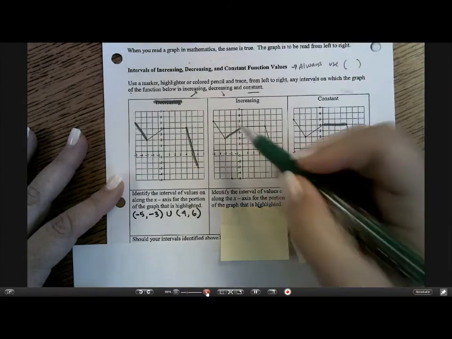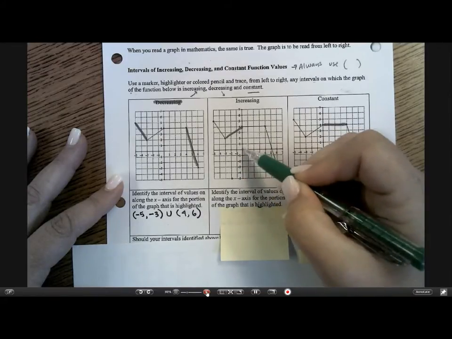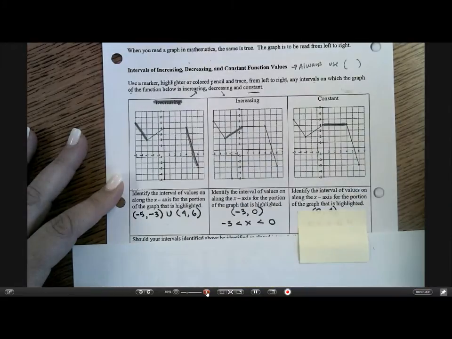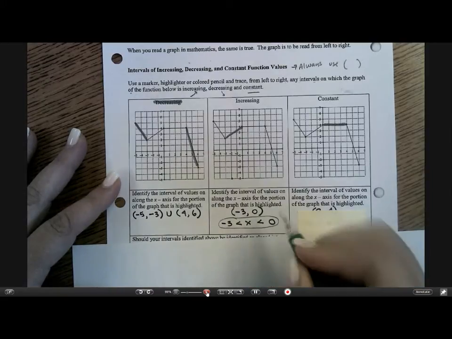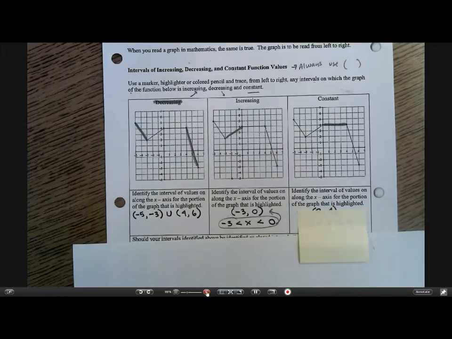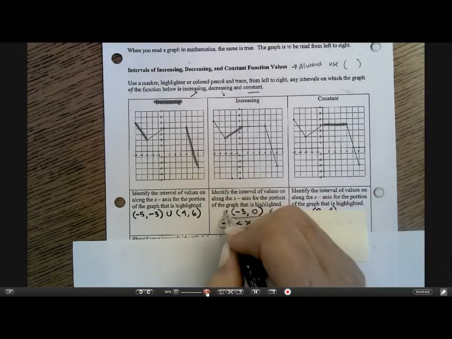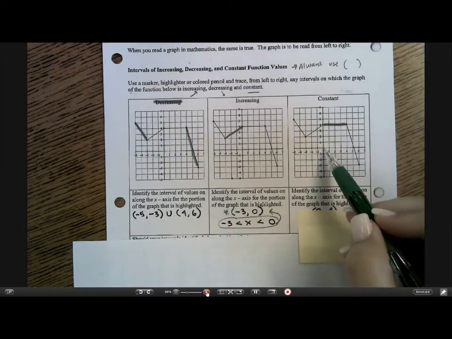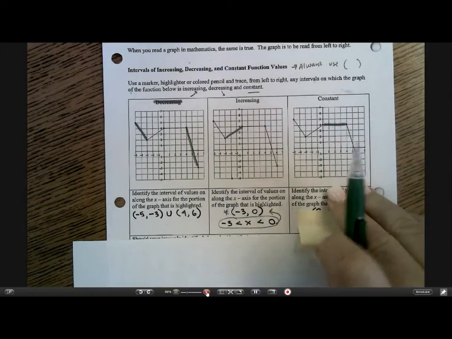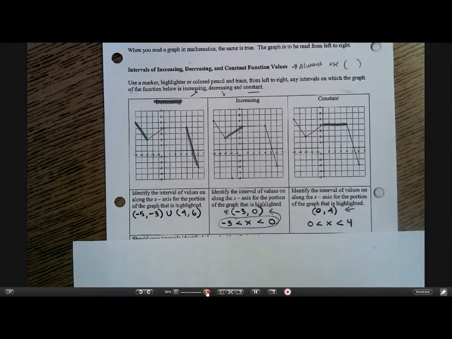And then increasing is going to be the x value is -3, and the x value where it stops is 0. So we've got -3 to 0. If it makes it easier for you to write it like this first, then convert it to this, that's fine. When you get to calculus, either one is acceptable, but I really want to stress interval notation with you guys. And then again, the constant is going from when the x is 0 to when the x is 4. And so this is going to be the proper interval notation.